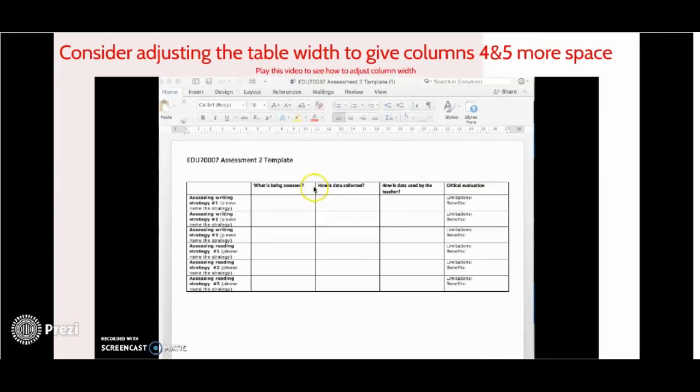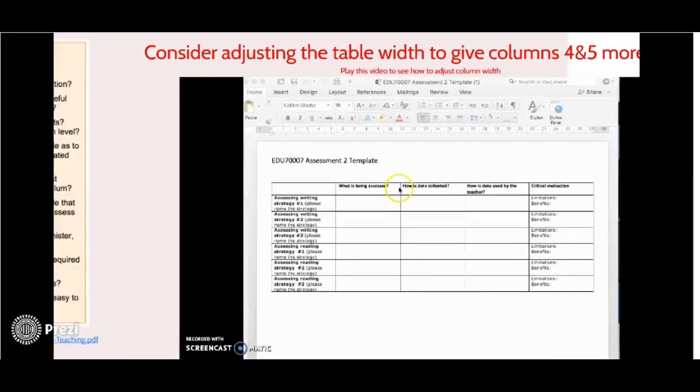This tip isn't rocket science, but since the final 2 columns will need the most information, we encourage you to adjust the width, giving the critical analysis in particular more space for you to work with.